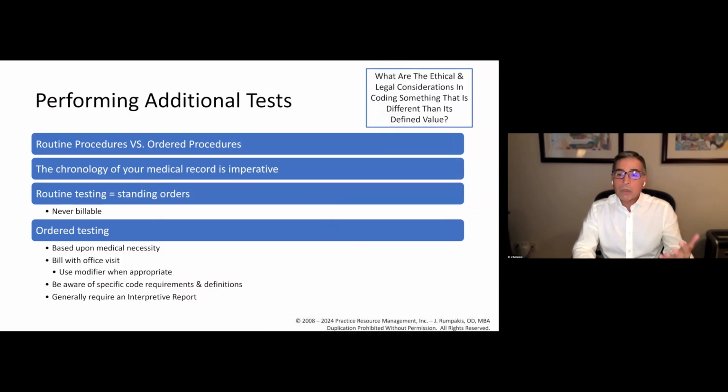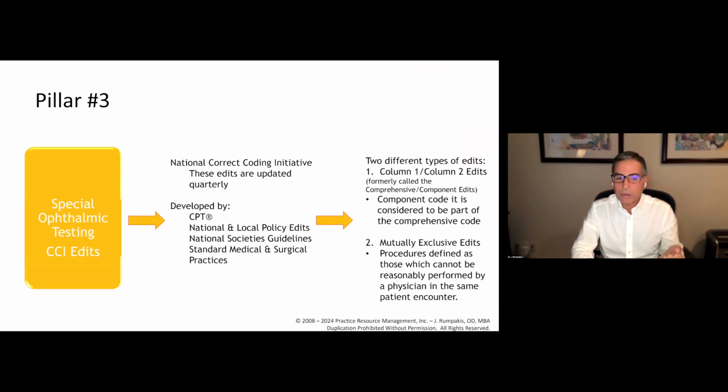So again, remember, you have to make sure you're following the rules of doing things. If you're doing a visual field as an ordered test, you're writing down exactly what level of visual field you want, the reason why you're doing it, and when it's going to be done. If you're doing it as a screening test, it's generally not billable to a third-party carrier because you don't have medical necessity established for the record.